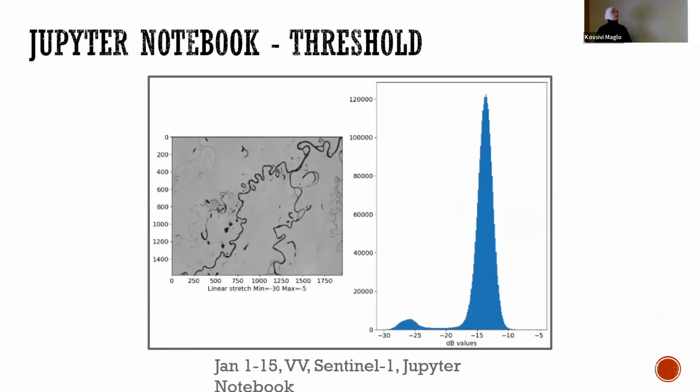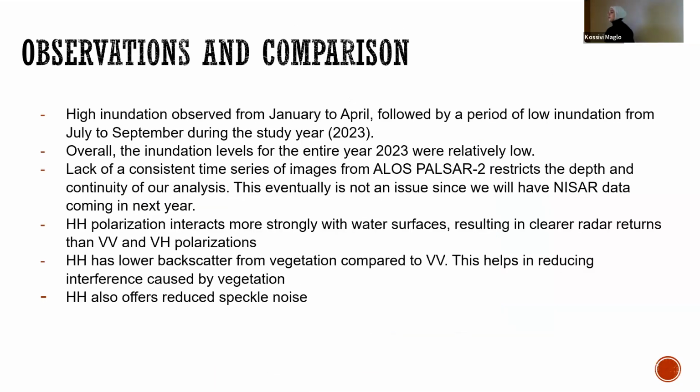This is just a snapshot from our Jupyter Notebook code, which provides the same thing of the image and the histograms in order to get the thresholding of the data we have. For the observations and comparison, we observed that there's a notable pattern of high inundation from January to April, followed by a period of low inundation between July and September. Surprisingly, the overall inundation levels for the entire year of 2013 remained relatively low.